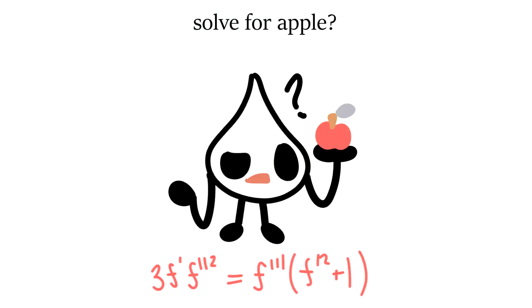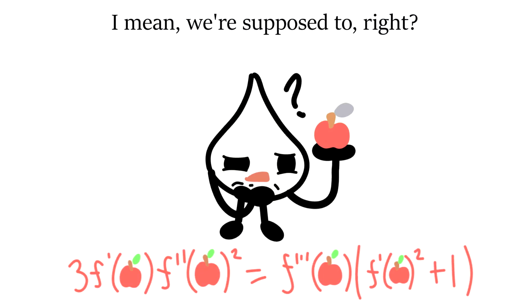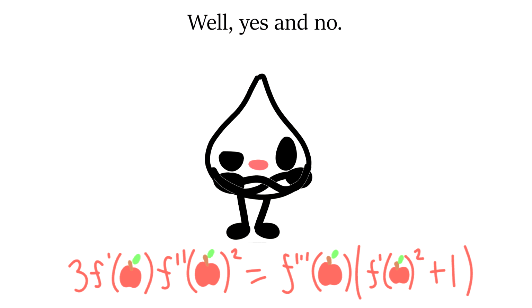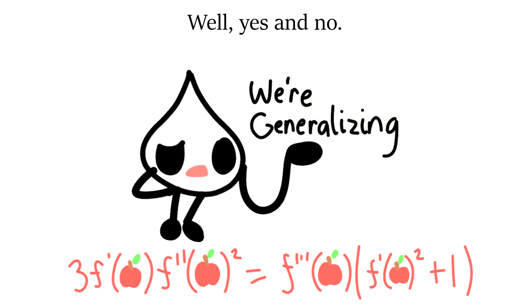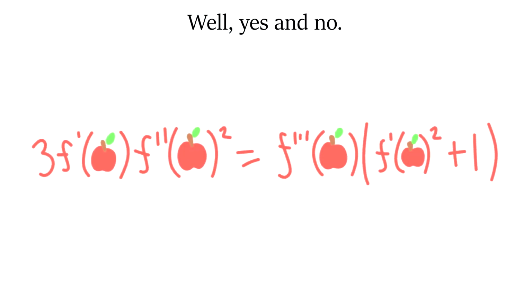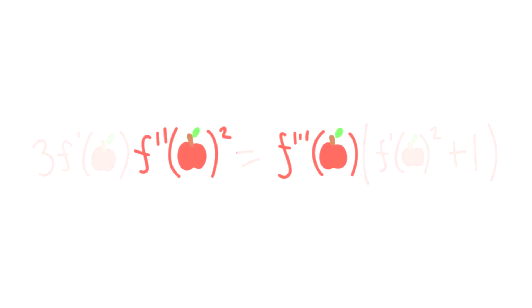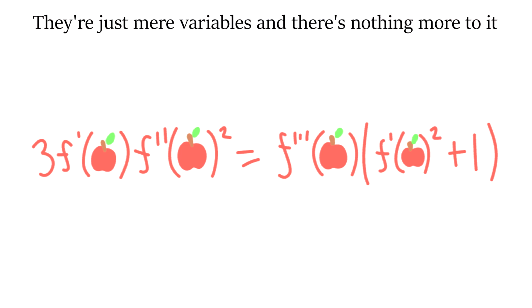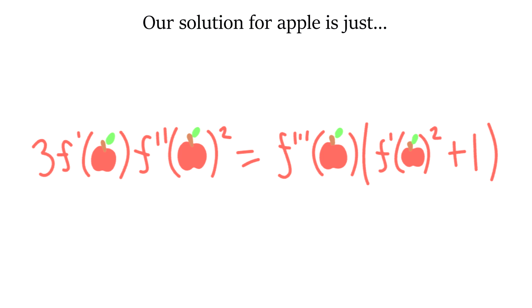And solve for apple? I mean, we're supposed to, right? Well, yes and no. Remember, we're generalizing, which means that the f primes and the f prime primes are just mere variables and there's nothing much to it. And because of that, our solution for apple is just, well, the solution of this equation, period.